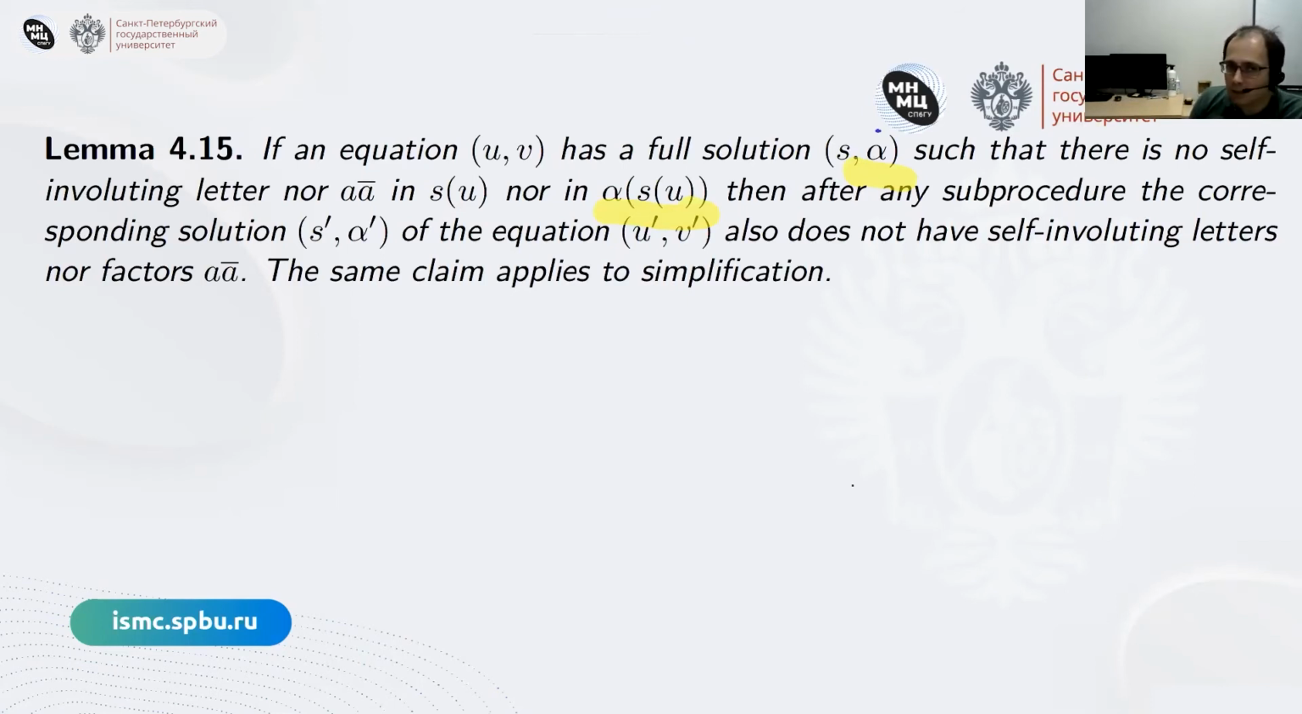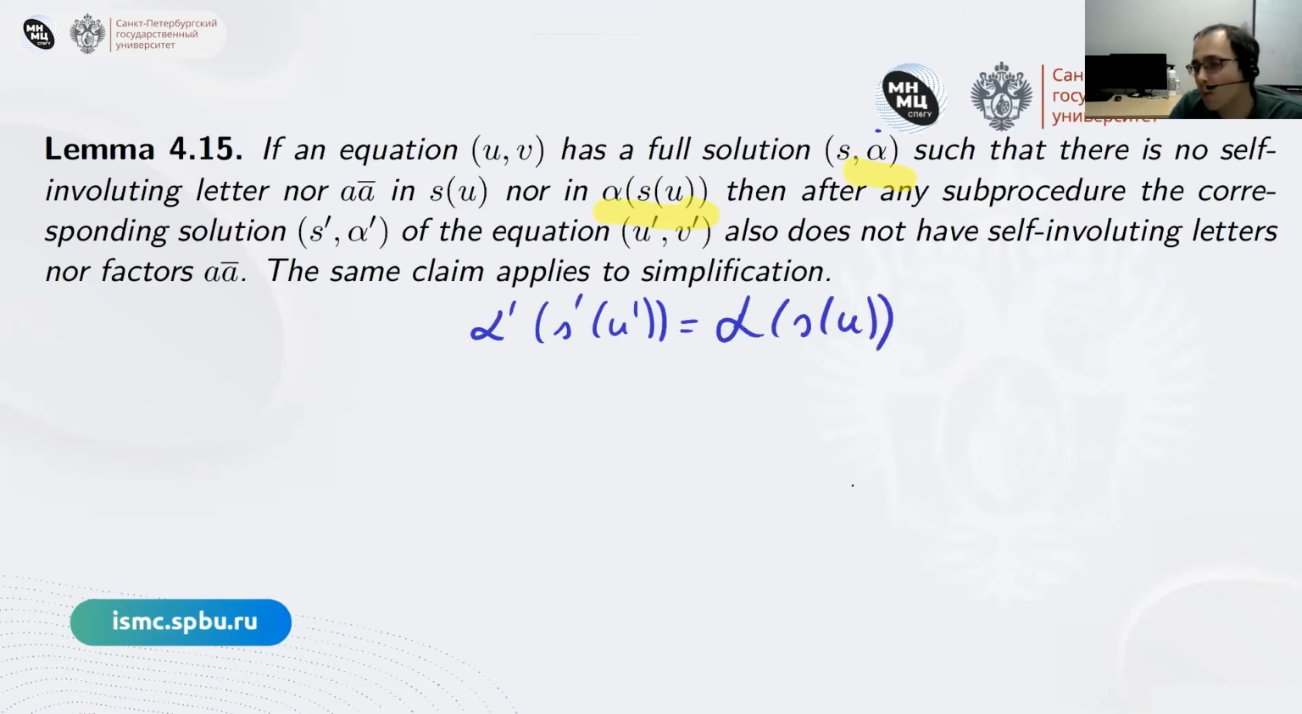So first of all, the equation doesn't have it, the solution word doesn't have it, and also when we applied alpha, then it does not have it. For the alpha, that's easy, because alpha prime on S prime on U prime should be the same as alpha on S on U, which means that since it doesn't change, then it still doesn't have any self-involuting letter, neither AA.